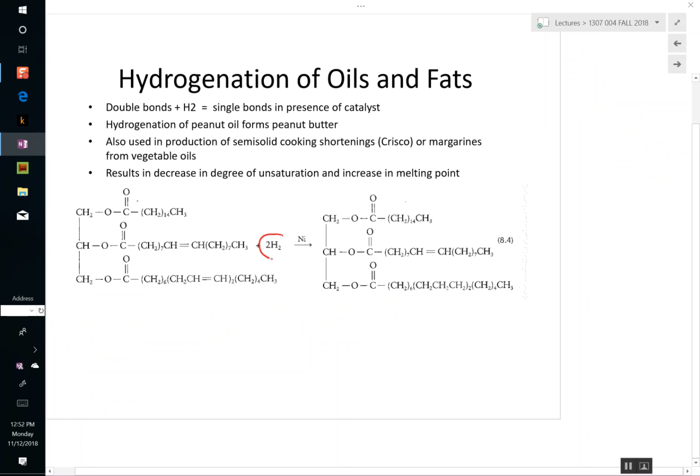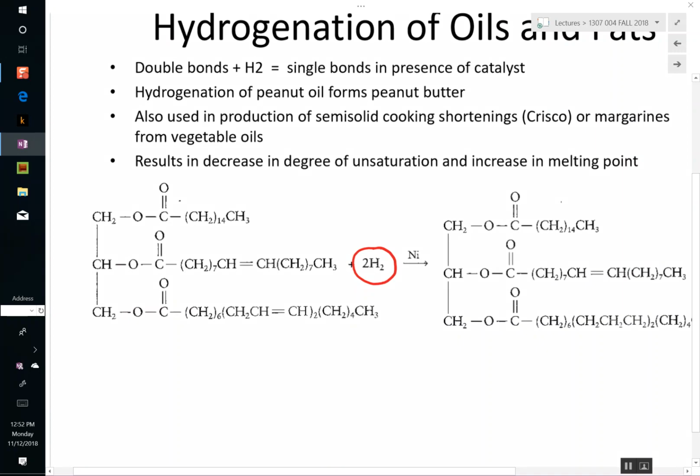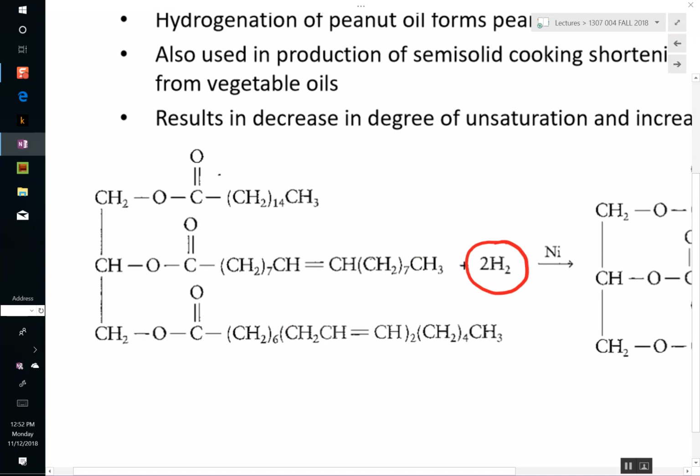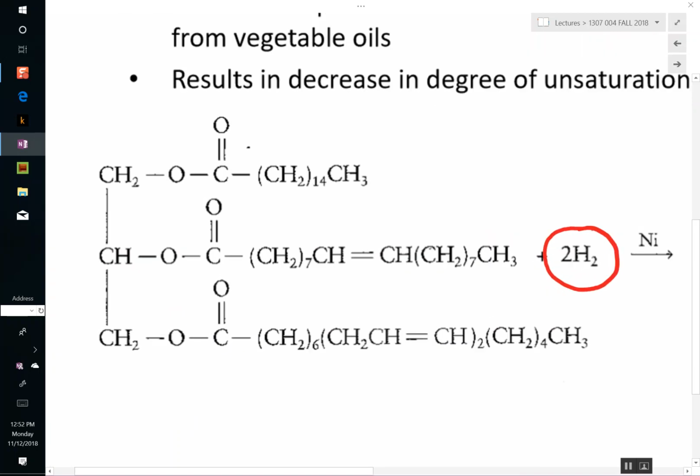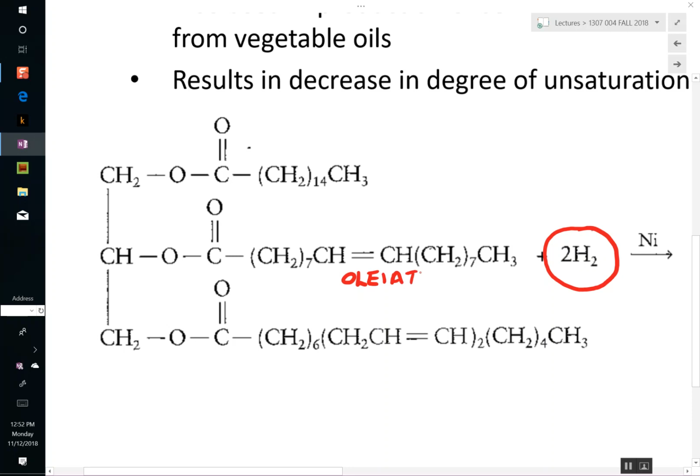Hydrogenation. We're reacting with hydrogen. Now this one's a little bit confusing because there are 3 double bonds in here to begin with. Let me blow this up. Here's oleic acid right here. This is oleic, or oleate, because it's bonded here. But there's a double bond. You see there's 7 CH2s, the double bond, 7 CH2, CH3.